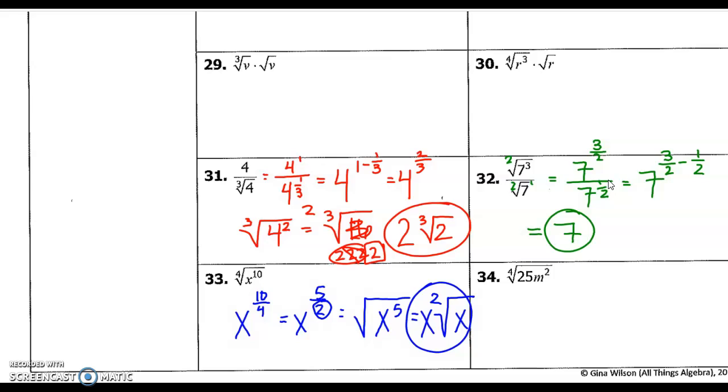See if I can fit the last one. We'd have 25m squared to the power of 1/4. So I bring my exponent inside. So I'd have 25 to the 1/4, m to the 2/4, which would be 1/2. So then I'd have 25 is 5 squared to the power of 1/4.